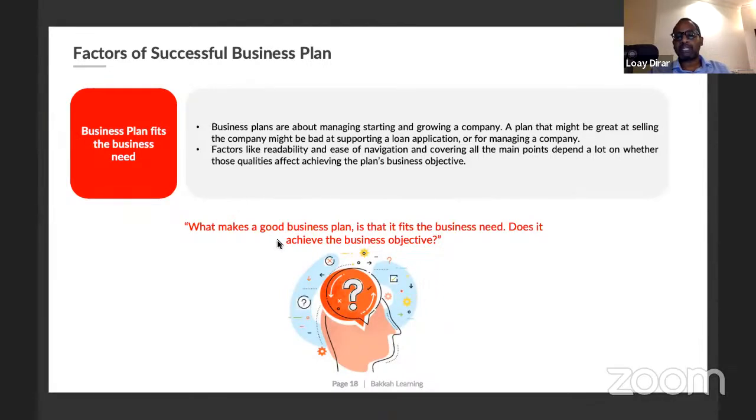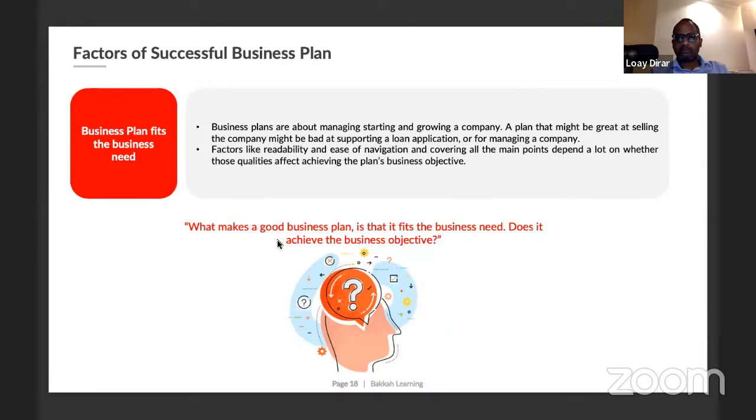A business plan must fit with the business needs. If it's not aligned with your business needs, definitely it's not going to be a viable business plan. So business plans are about starting and growing a company. It can be a company in its early stages of development. You still need money, so you need to develop a business plan in such a case. And once you attract finances or funding for your idea, it's going to help you to grow and expand your reach.